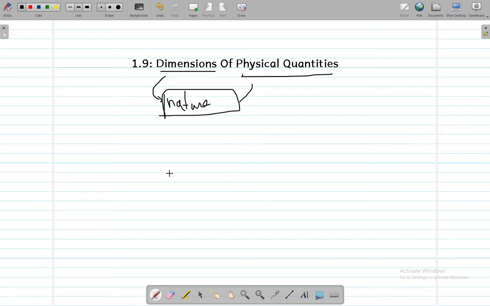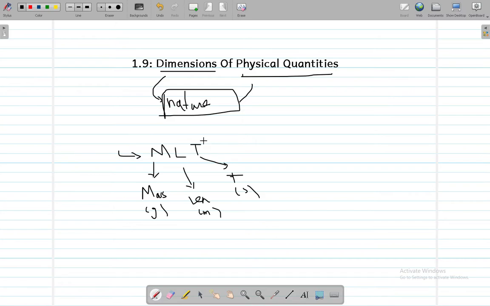Moving on, dimensions are expressed in the form M, L, T, where M is a physical quantity which is mass, L is length, while T is time. Now mentioning their units, for mass we have grams, for length we have meters, and for time we have seconds.